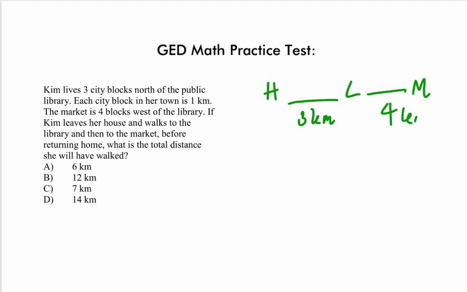blocks, which is 4 kilometers. So the total distance is 7, but 7 is not the answer because remember, she is returning home, so it is twice. So it will be 14 kilometers. The answer is D.